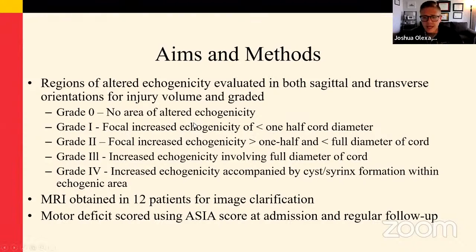Notably, they did have 12 patients that underwent MRI to compare the image quality, and they were able to somewhat correlate the intraoperative ultrasound imaging with that MRI. They followed these patients from their initial presentation and at various follow-up time points, which were somewhat variable for each of the patients, with the longest follow-up time point being about 36 months, so 3 years out. I believe that was for 21 of the 30 patients, to assess their neurologic outcome as they went along.